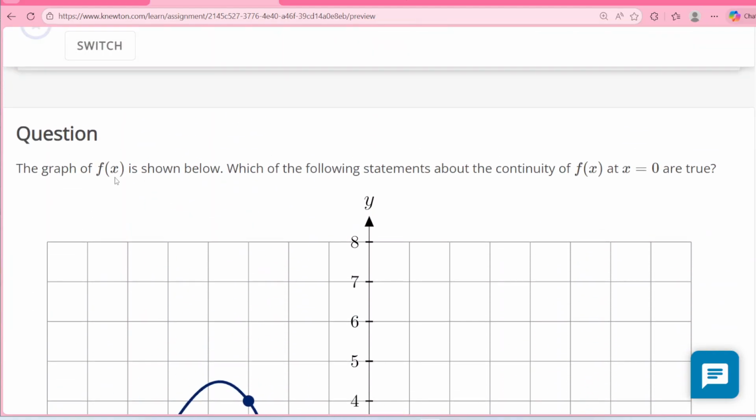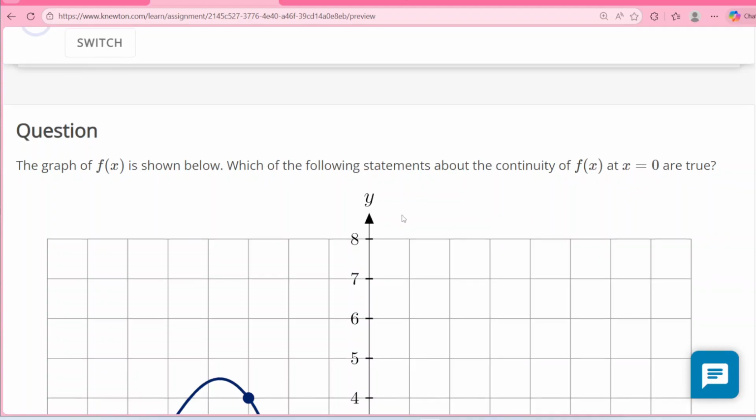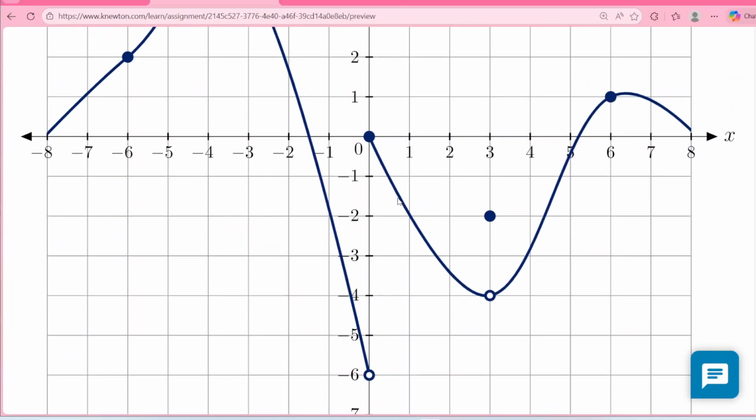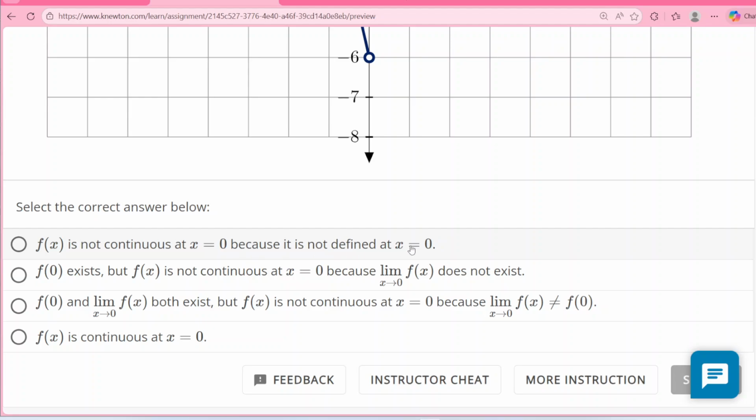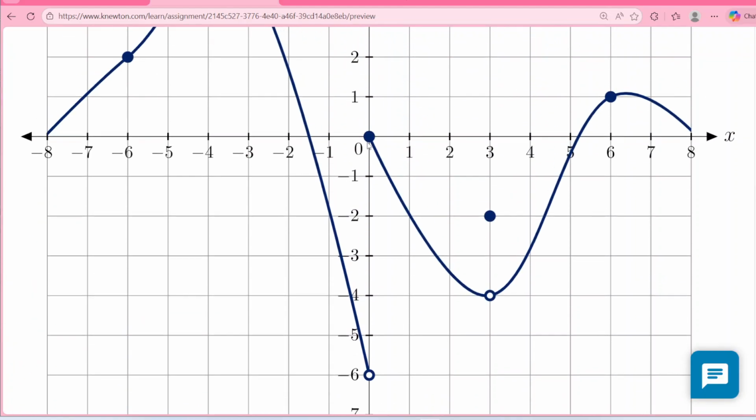So they're saying the graph of f is shown below. Which of the following statements about the continuity of f at x equals 0 are true? Remember the first condition was, does f have a value at x equals 0? And yes, it does. You see how the point (0, 0) is there? So it is defined at 0, so this first statement is not true. I'm not selecting that one. There is a solid point here, and f of 0 would be 0. Input 0, output 0.